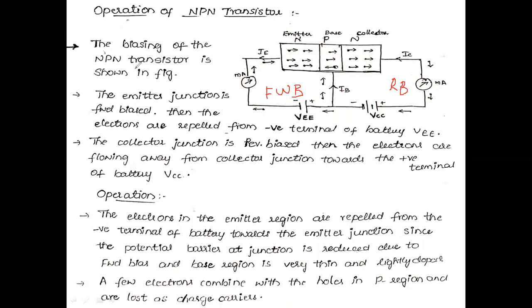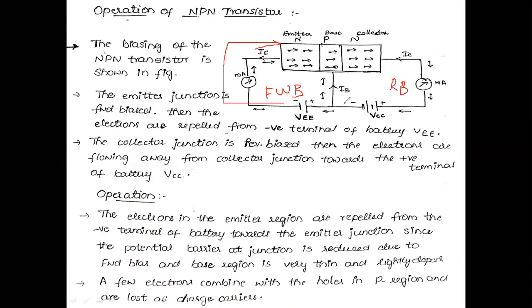The biasing of the NPN transistor is shown in the figure. The emitter junction is forward biased. Why? Because N is connected to negative and P is connected to positive, so it is in forward bias condition. Then the electrons are repelled from the negative terminal of the battery, that is VEE. Assume that those electrons are liberated from the negative terminal of the battery VEE.